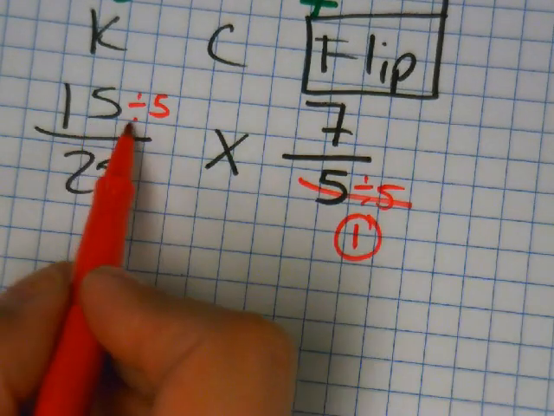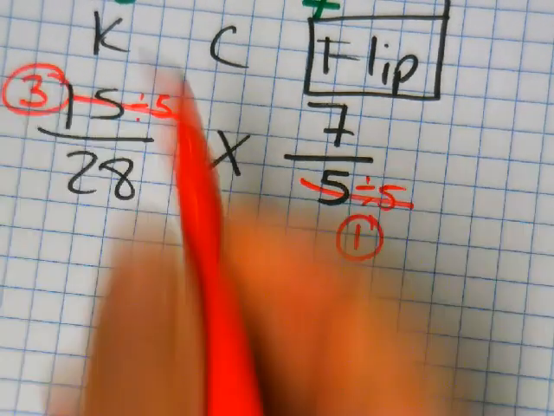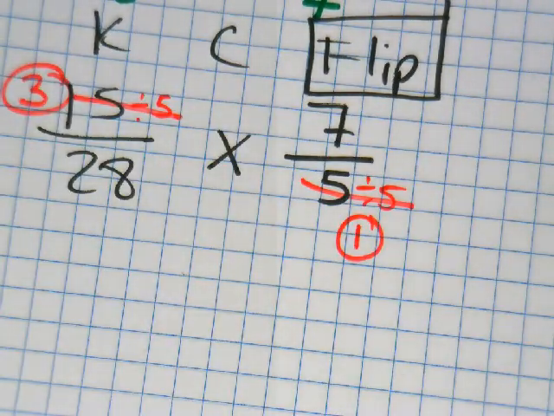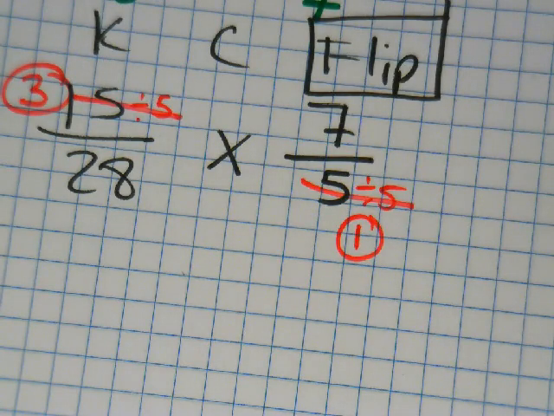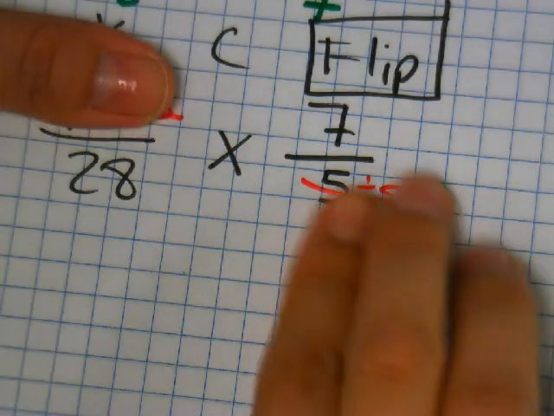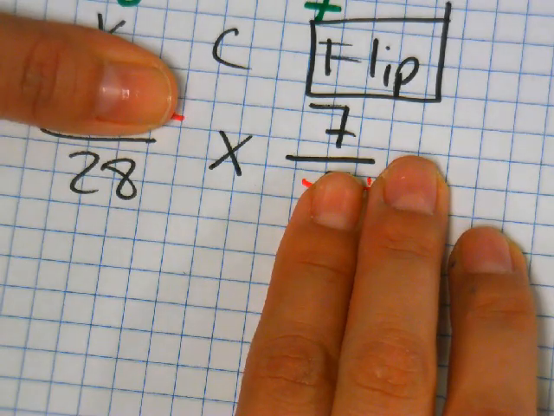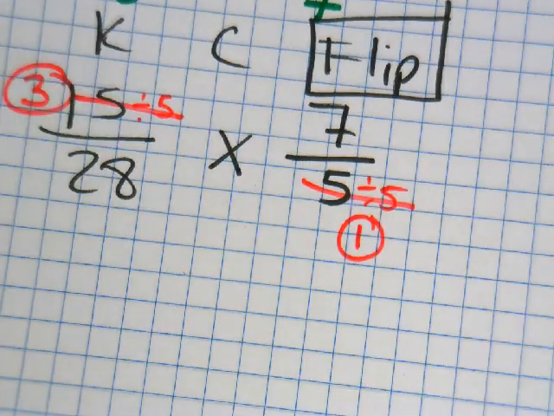What's 15 divided by 5? 3. Cross it out. Circle it. Yay. It's 3 over. Okay. Stop. We're not there yet. 7 and 28. What can I divide 7 and 28 by? 7. Oh, 7 times 4. Wait.